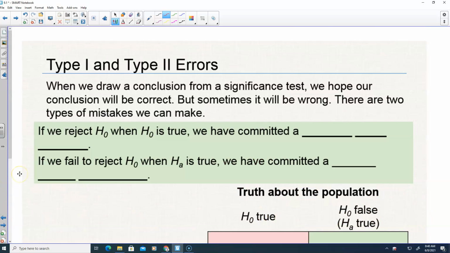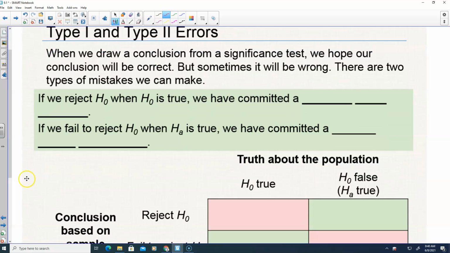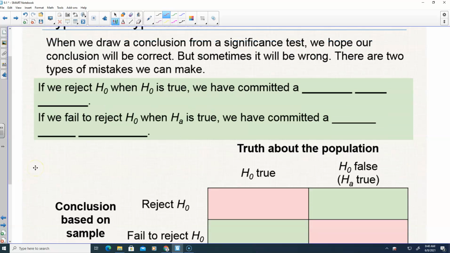There's always the chance that we made a mistake. We draw a conclusion, we hope that we're correct, but we could be wrong. There are two types of mistakes that we can make. When we reject the null, but the null is actually true, this is called a type 1 error. Alternatively, if we fail to reject Ho, but the HA is actually true, that is called a type 2 error.